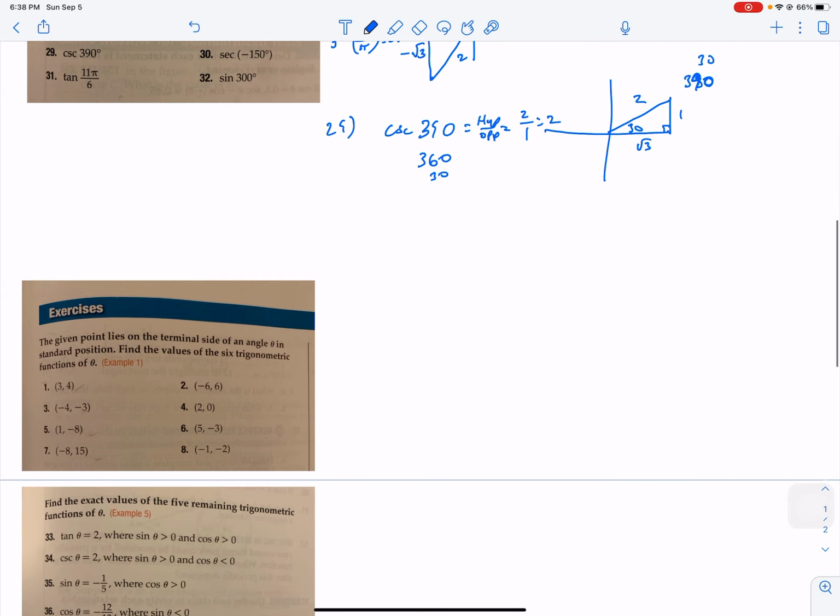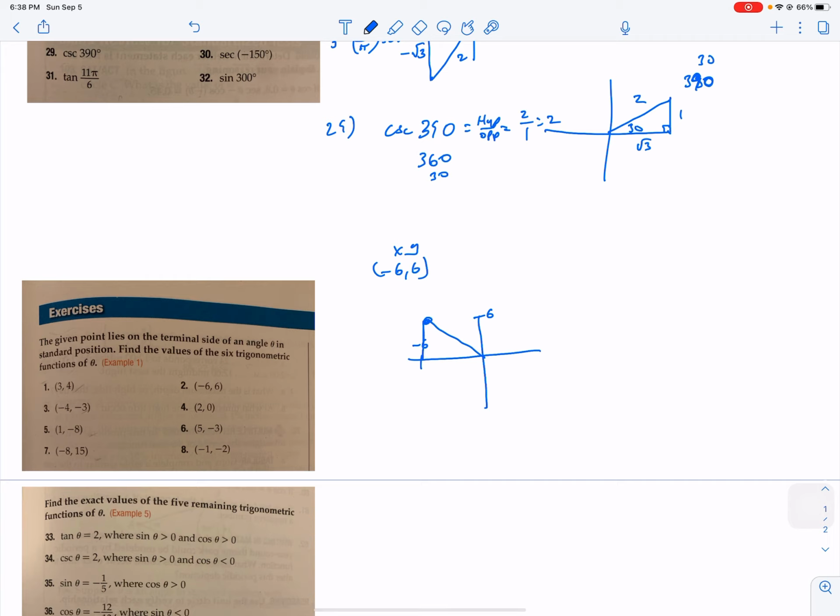Now, the next question here, they're giving us points from algebra 1 pretty much. So if I look at problem number 2 here, -6, comma 6, that's our x and our y value. So that's going to be left and up. X is -6, and y is 6. So that's what the point is.